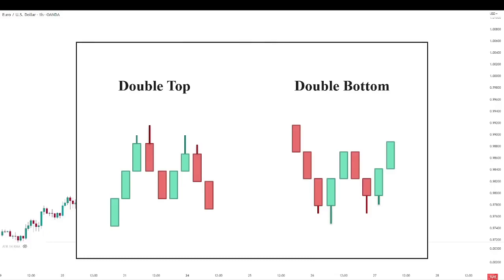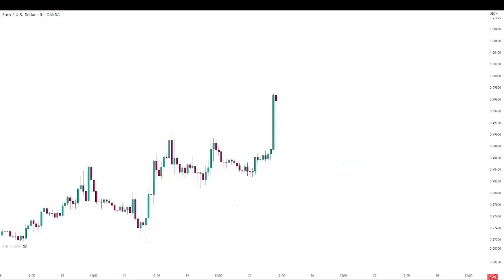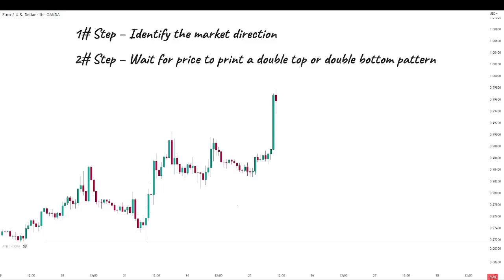But keep in mind that we have two rules for a valid double top. First, the wick of the lower test at least hits the body of the higher one. And second, the body of the higher test does not exceed the wick of the lower one. The same thing is valid for a double bottom. This trading setup is a trend continuation strategy, so avoid using it when we have no obvious trending market. In the first step, we identify the direction of the trend. Then wait for the market to make a valid double top if we are in an uptrend, or a valid double bottom if we have a downtrend.